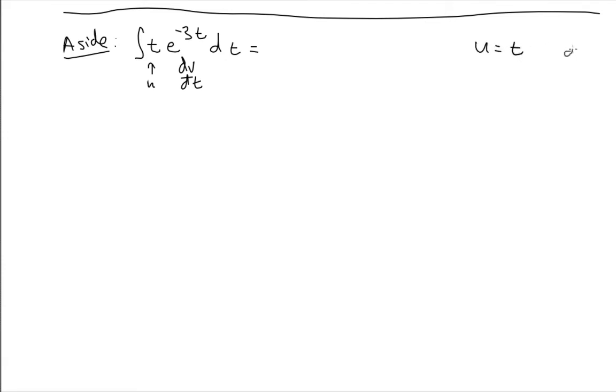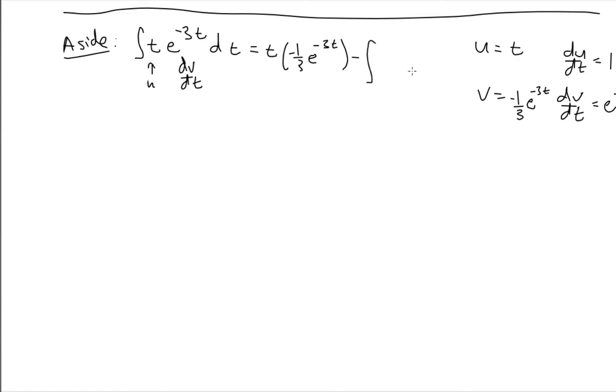u is equal to t, which means du by dt is equal to 1. v I don't know yet. dv by dt is equal to e to the negative 3t, and the antiderivative of that is negative 1/3 e to the negative 3t. Now I can use the formula. u times v is t times negative 1/3 e to the negative 3t, minus the integral of v, negative 1/3 e to the negative 3t, times du by dt, which in this case is just 1 dt.